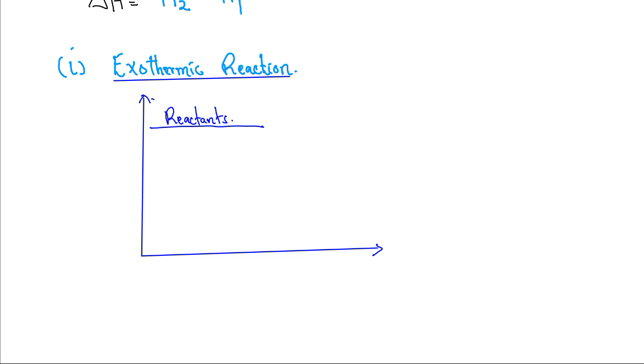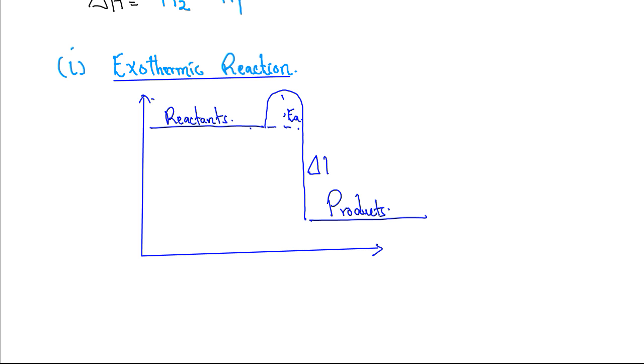Then we have products. But there is what we call activation energy. So we have products. That is the activation energy, the EA. Now, this difference is what we call delta H.